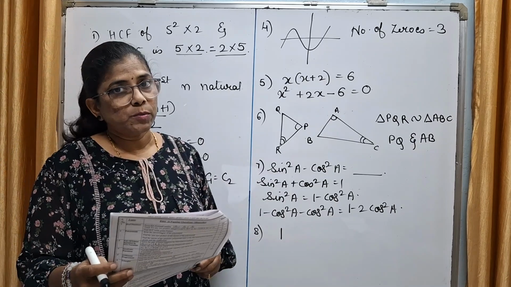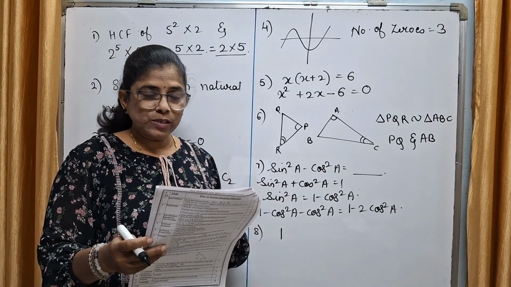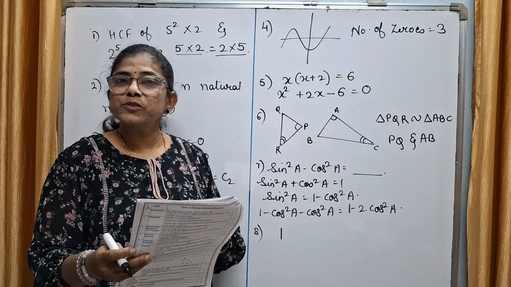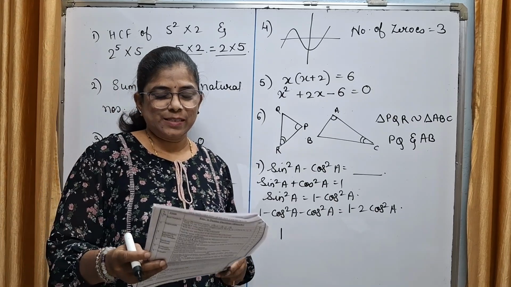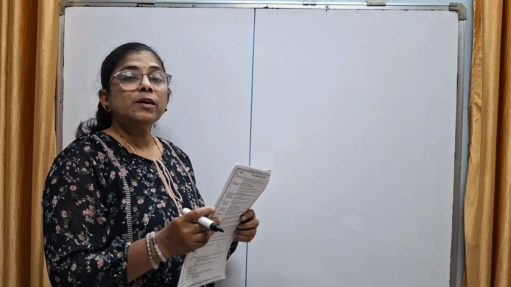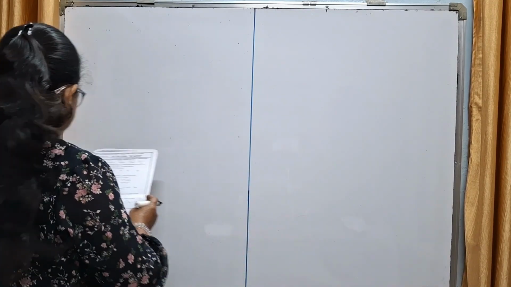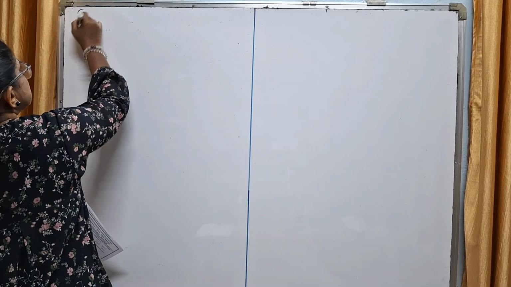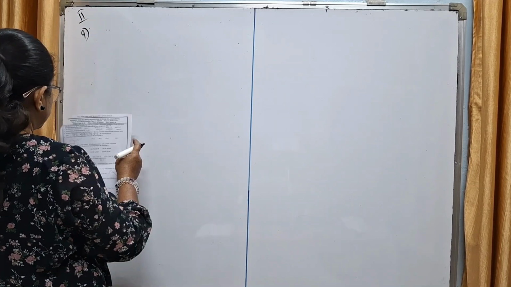Let's move to the Roman number 2, where we have 8 questions again of 1 mark, but here options are not there. 9th question. Find the value of b if the pair of linear equations 2x plus by is equal to 8, 2 into 2x plus 3y is equal to 16 has infinite solutions. First of all, here we have to write these equations in general form.